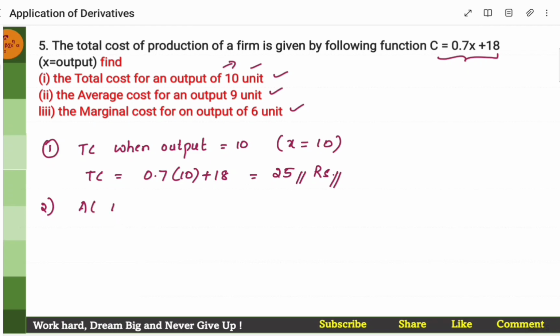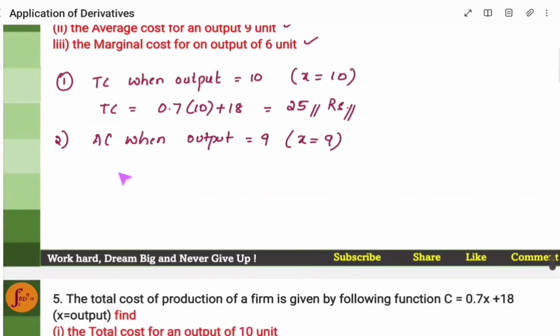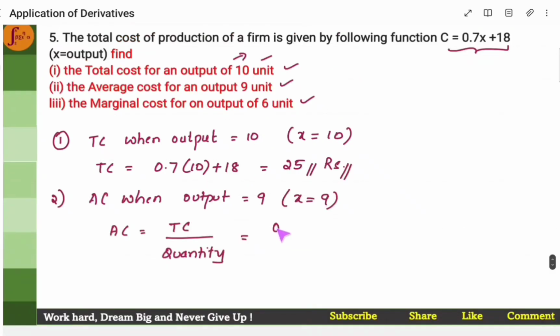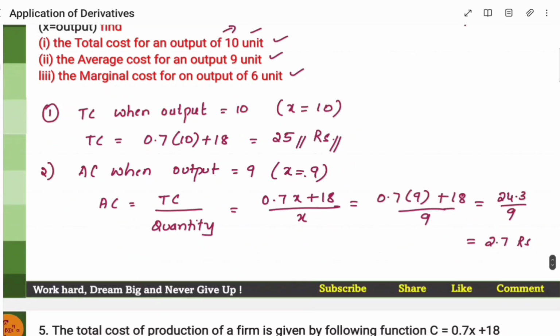Second one, we have to find average cost when output is equal to 9. That is X is equal to 9. So average cost is equal to total cost by quantity. Quantity is output or X, right? Total cost is 0.7X plus 18 by quantity is X, and X is 9. So 0.7 into 9 plus 18 by 9. When you calculate this, you're going to get 2.7 rupees.